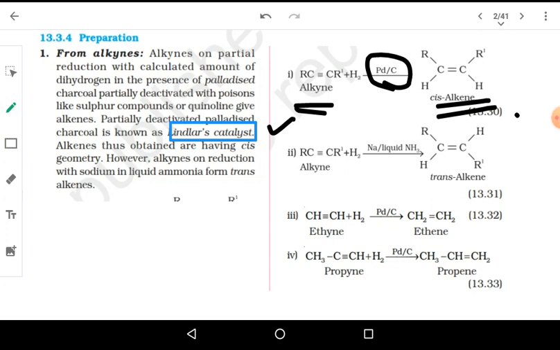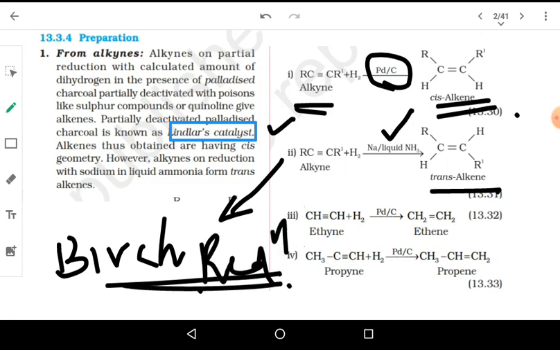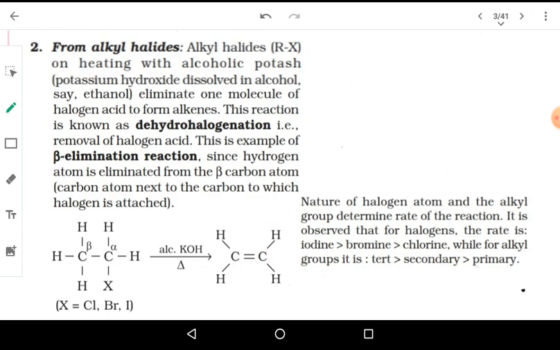And we have another reagent, which is sodium in the presence of liquid NH3, and this will give us trans-alkene. This reaction is known as Birch reduction. So we have to remember that Lindlar's catalyst will give us the cis form and Birch reduction is going to give us the trans form. Now let us move on to the second method of preparation, that is from alkyl halides.